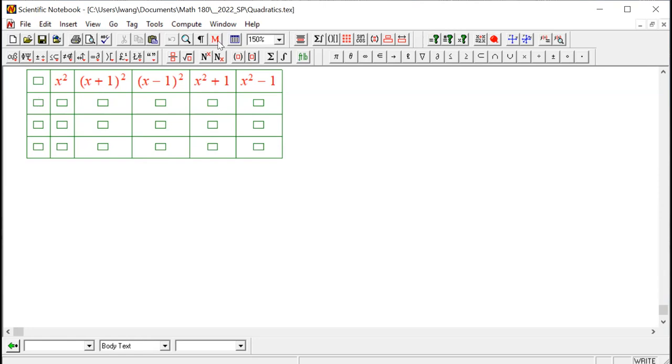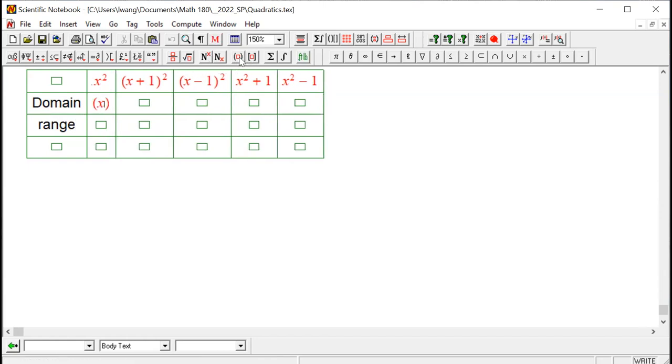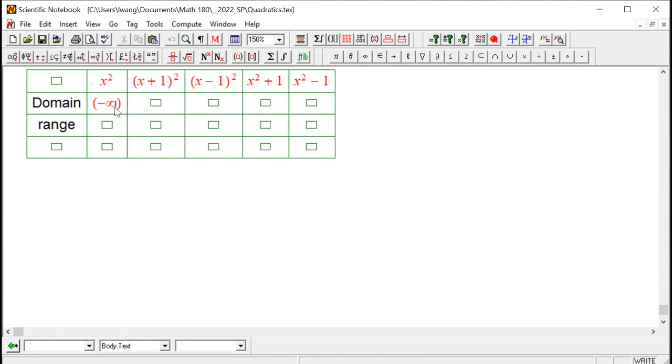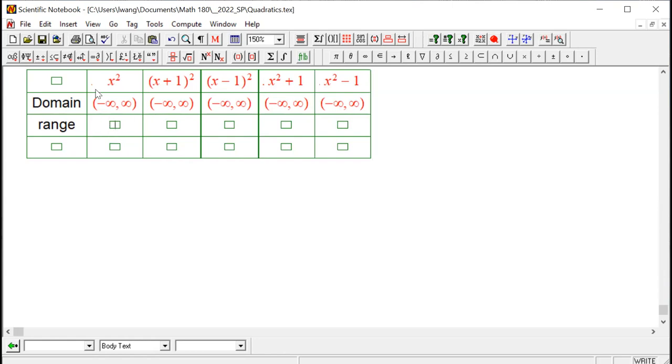Okay, domain and range. For x squared, we know the domain is all real numbers, negative infinity to positive infinity. And for all of these, the domain is the same, no difference. They can be any real number. No question. It's the range that's a little interesting, isn't it?